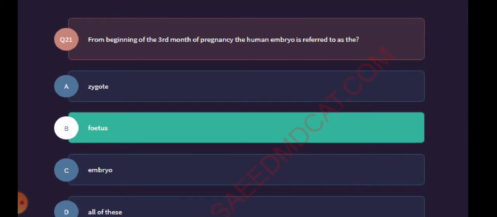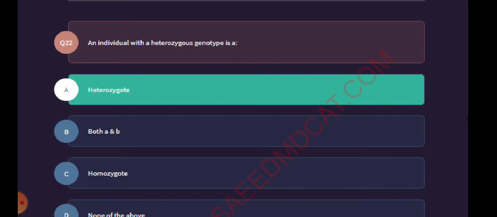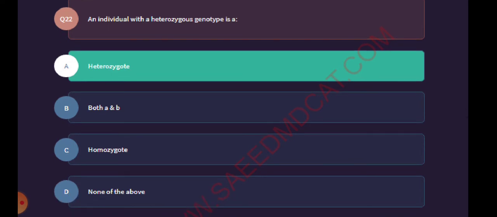From the beginning of the third month of pregnancy, the human embryo is referred to as the fetus. An individual with a heterozygous genotype is a heterozygote.